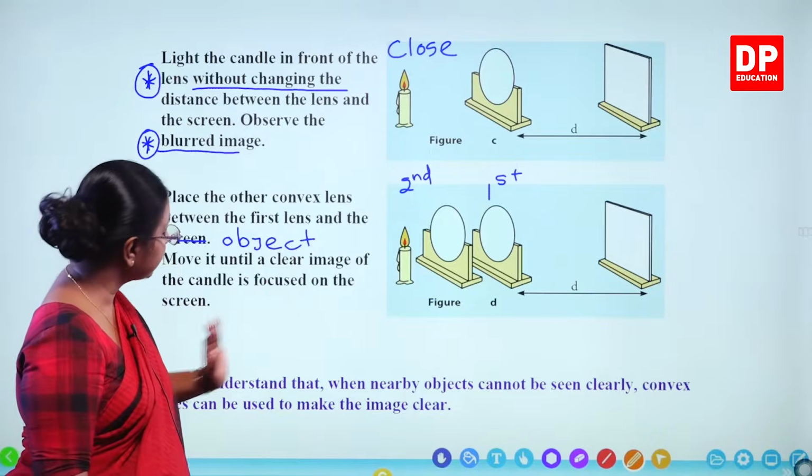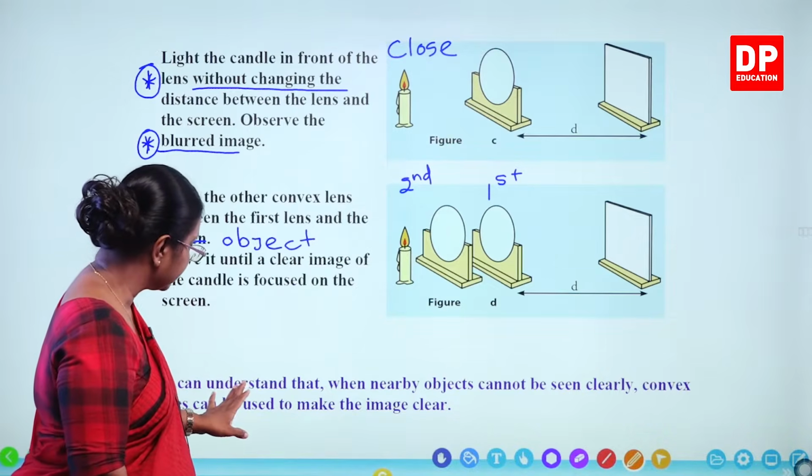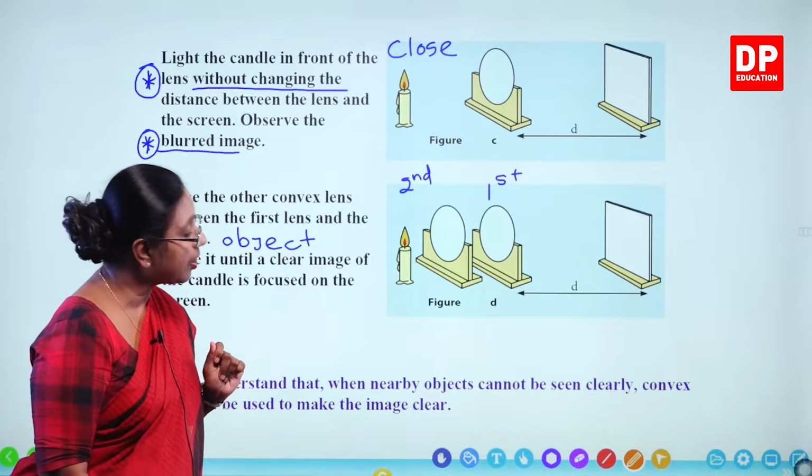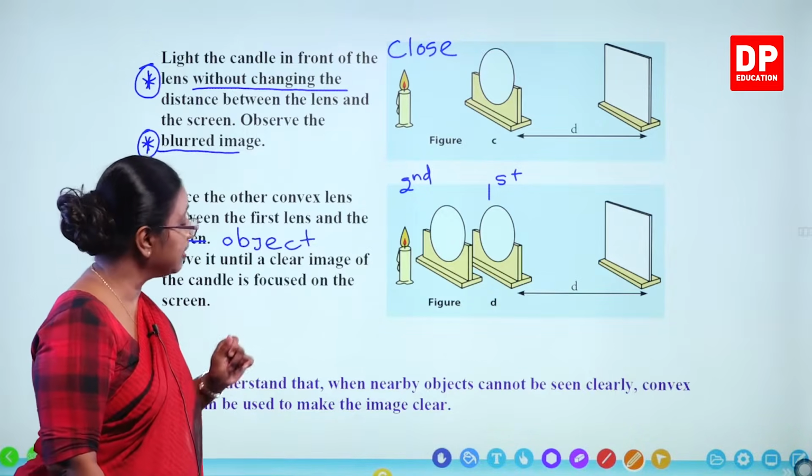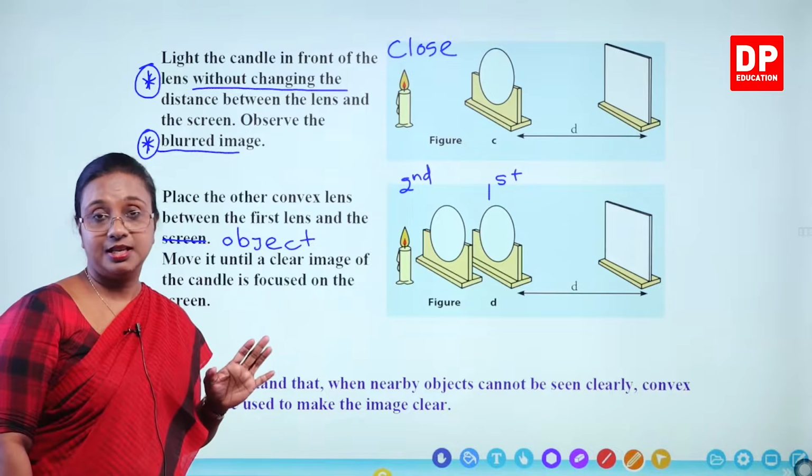Then from this activity, you can understand that when nearby objects cannot be seen clearly, convex lenses can be used to make the image clear.